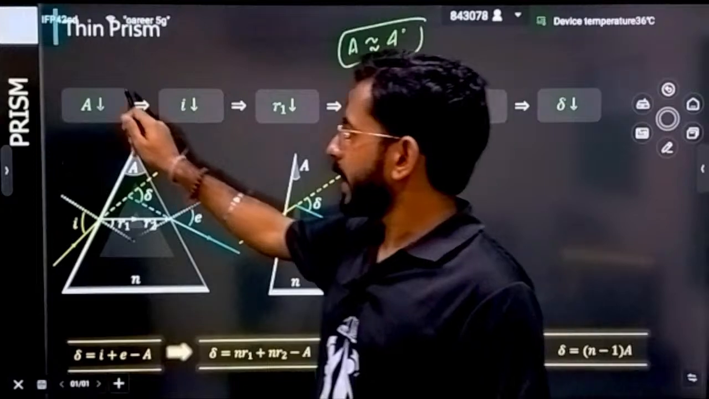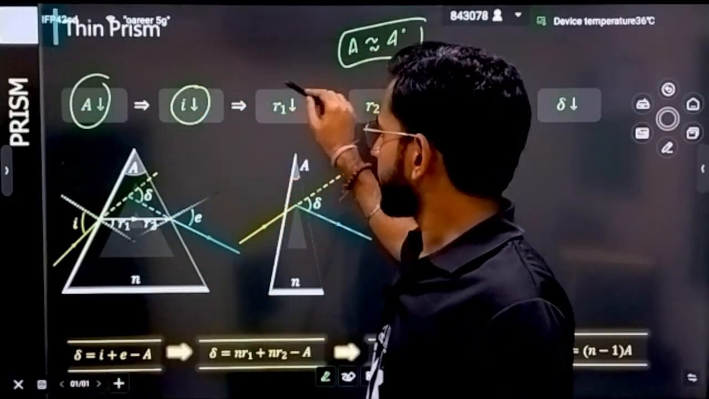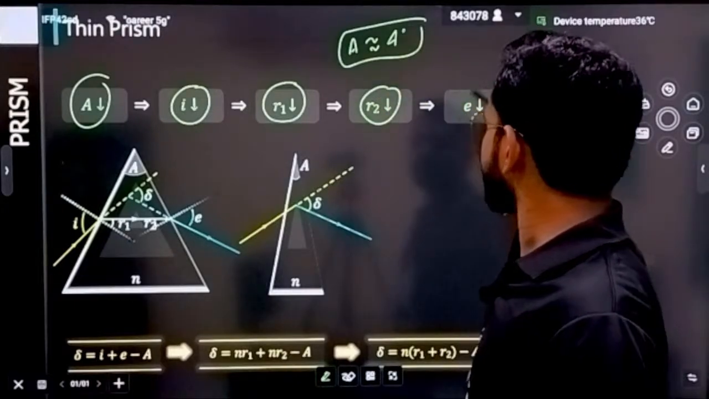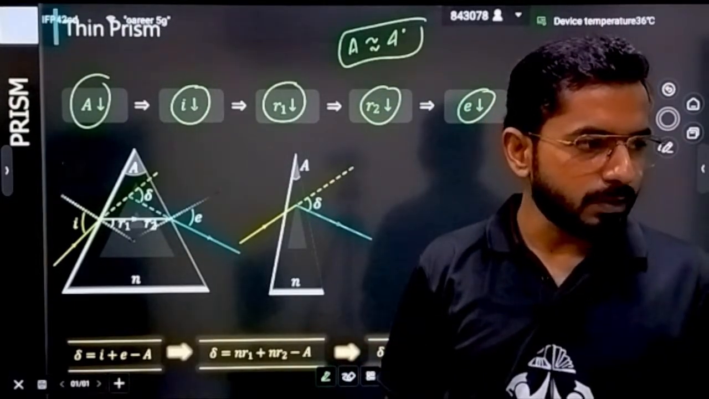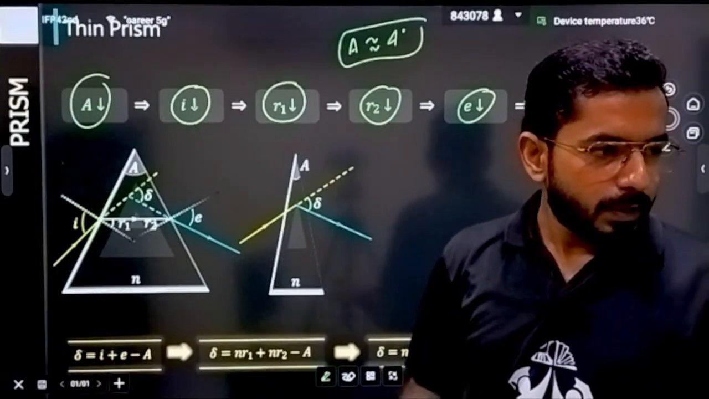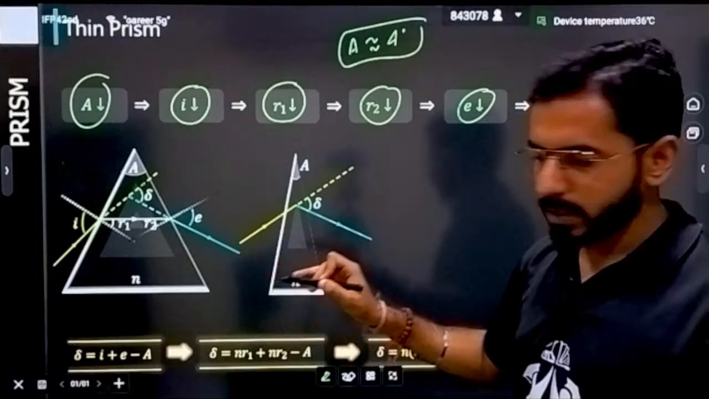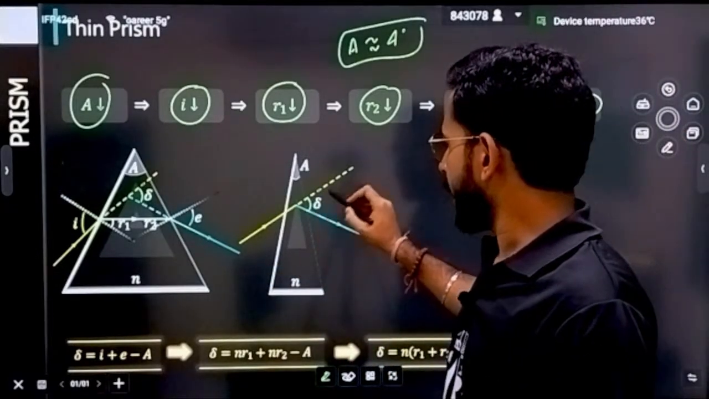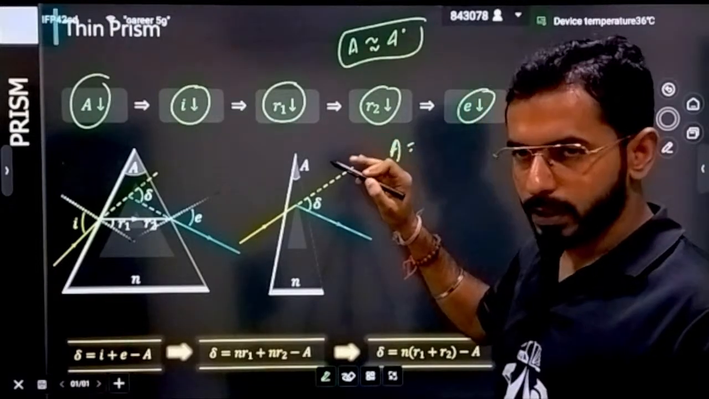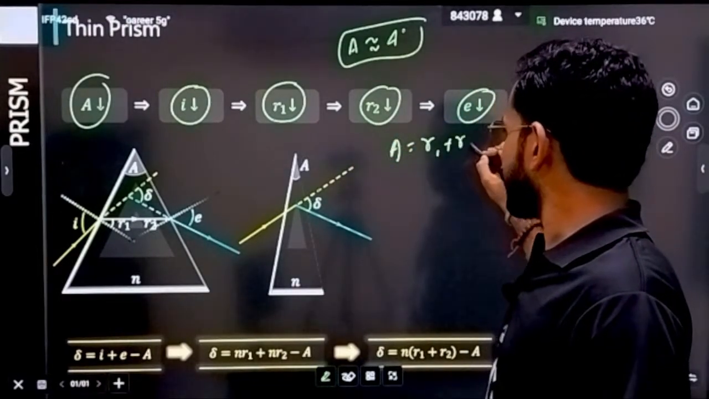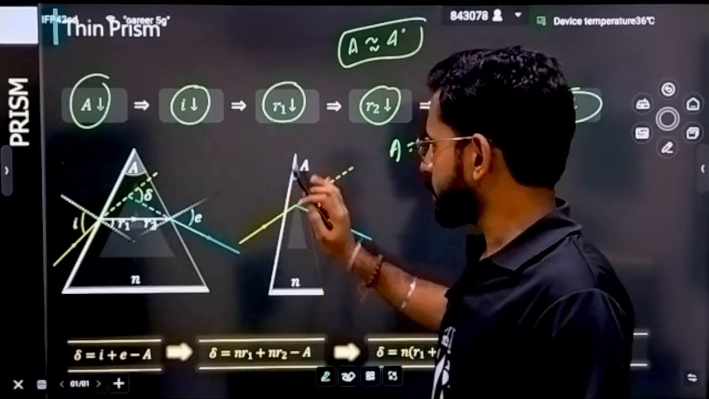If the angle of prism decreases, due to that what will be happening? The angle of incidence will be decreasing, R1 will be decreasing, R2 will be decreasing. All the angles will become very small. So when all the angles become very small, if you apply all the formulas, what will A be? A is equal to R1 plus R2. This is one result. Now apply. This is the thin prism. This is the natural prism.